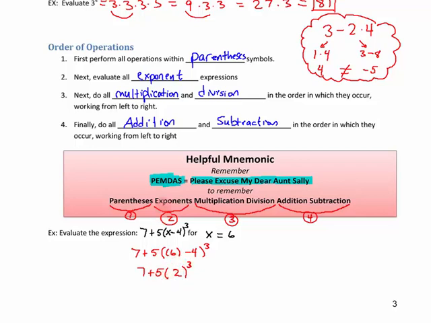Next, we do exponents. So 2 cubed would be next. So 7 plus 5 times, now what's 2 cubed? It's 8. 2 times 2 times 2 is 8. And there's an understood multiplication when you see numbers sitting side by side or next to parentheses. Okay? What's next? Next is multiplication and division. So from left to right we do multiplication. Here's the multiplication, so we do it. We'll have 7 plus 5 times 8 is 40. Now we do our addition and we get 47. That is the value of that expression for x equals 6.